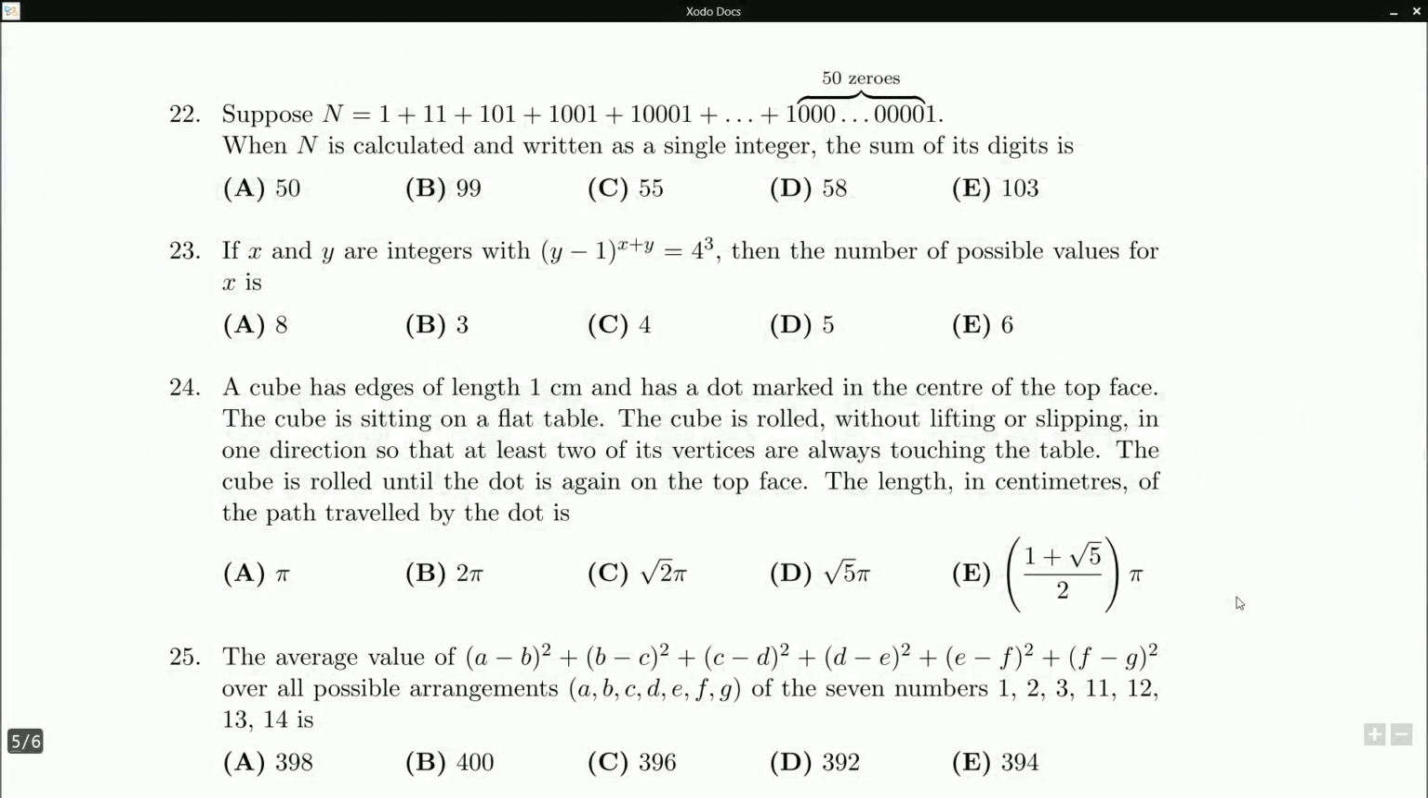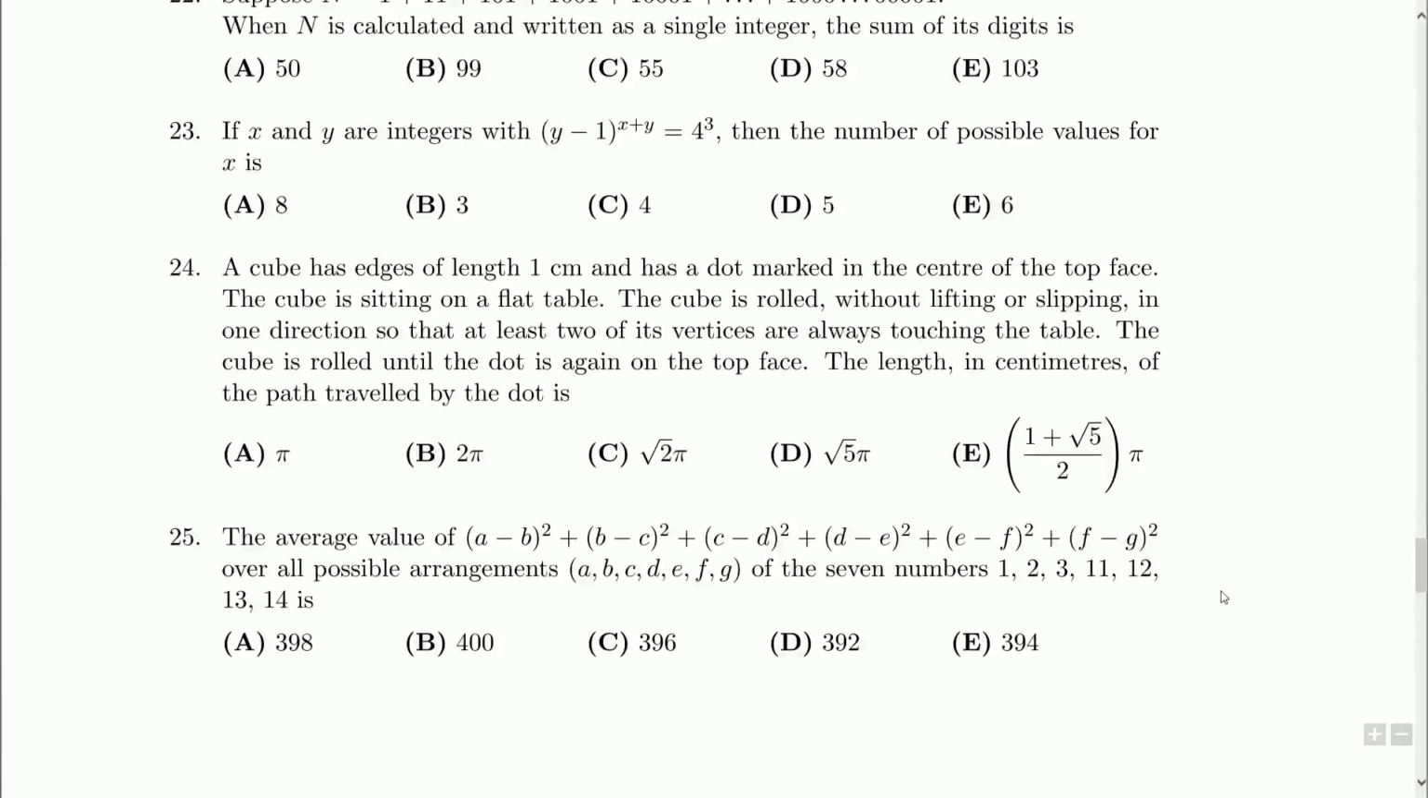We're looking at question number 24 now of the 2008 Cayley math contest. A cube has edges of length 1 centimeter and has a dot marked in the center of the top face. The cube is sitting on a flat table. The cube is rolled without lifting or slipping in one direction so that at least two of its vertices are always touching the table. The cube is rolled until the dot is again on the top face. The length in centimeters of the path traveled by the dot is.